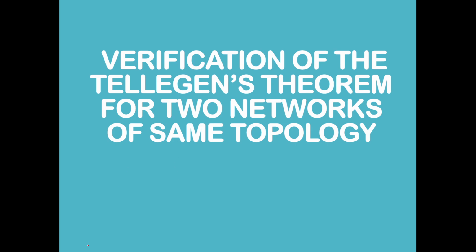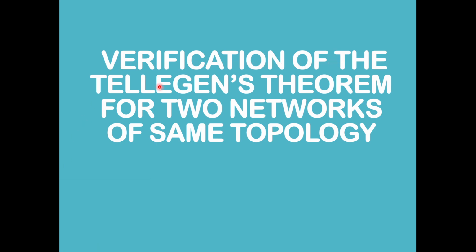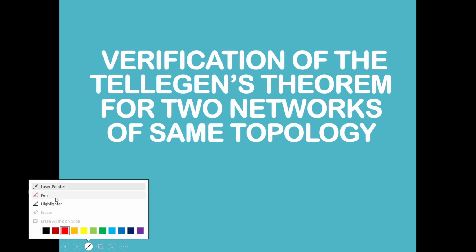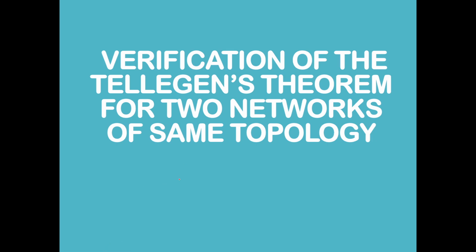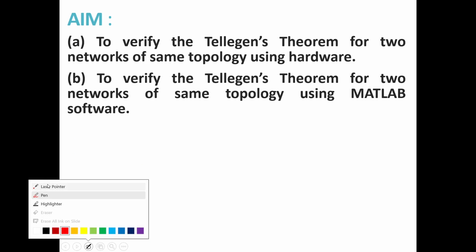So the title of this manual is verification of Tellegen's theorem for two networks of same topology. This is the title. If you want to note this down, you can note it down. Verification of Tellegen's theorem for two networks of same topology. Now the aim.